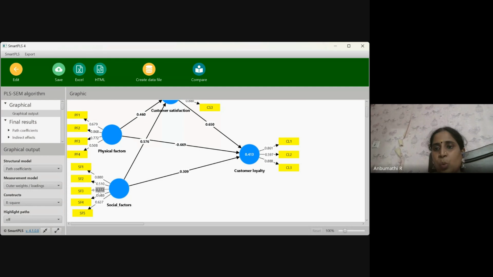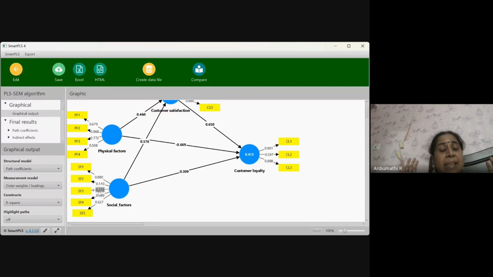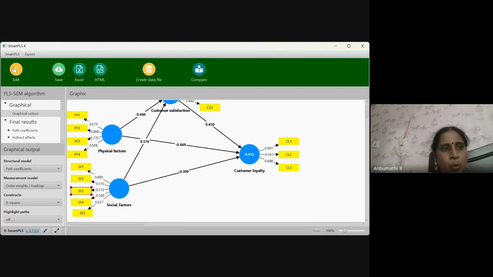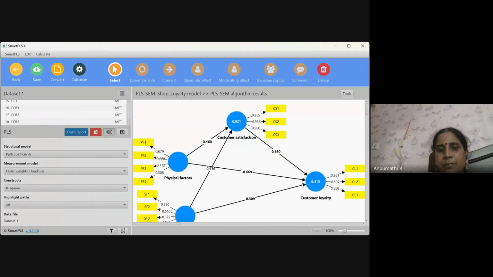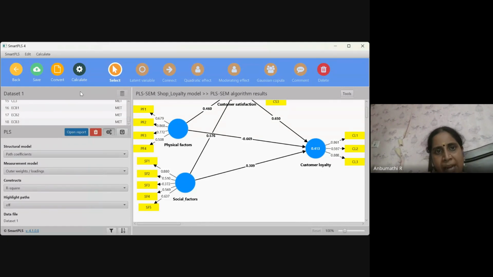When you come to social factors, you can see this SF3 is 0.372, which is not acceptable, right? Because we have said if it is greater than 0.6, it is good, but here it is 0.372. So it is not acceptable. In that circumstance, what I recommend is to click here and press delete. Go to edit, you have a select option, select this observed variable SF3 at 0.372 and press delete.